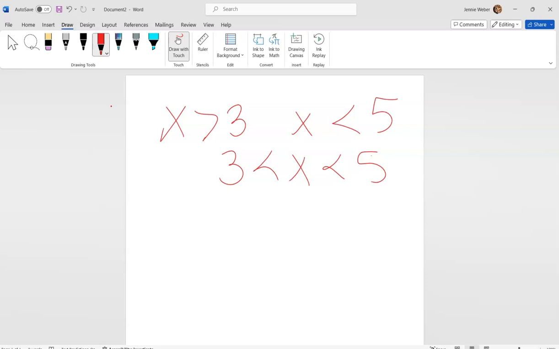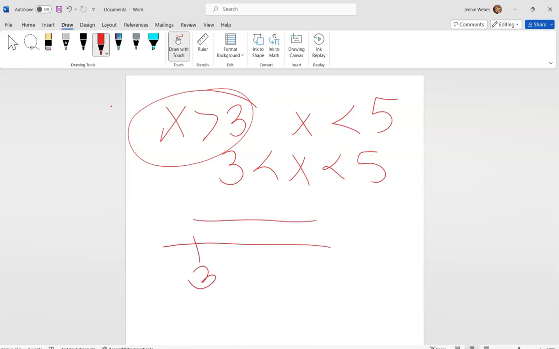I'm starting with just less than or greater than. Remember, those are the open symbols. If I graphed this, it's saying x can be anything bigger. On a number line, this means x can go anywhere this way, and that means we're not including 3. This is anything bigger than 3, but it does not include 3. On a graph, we would use an open circle to denote that.